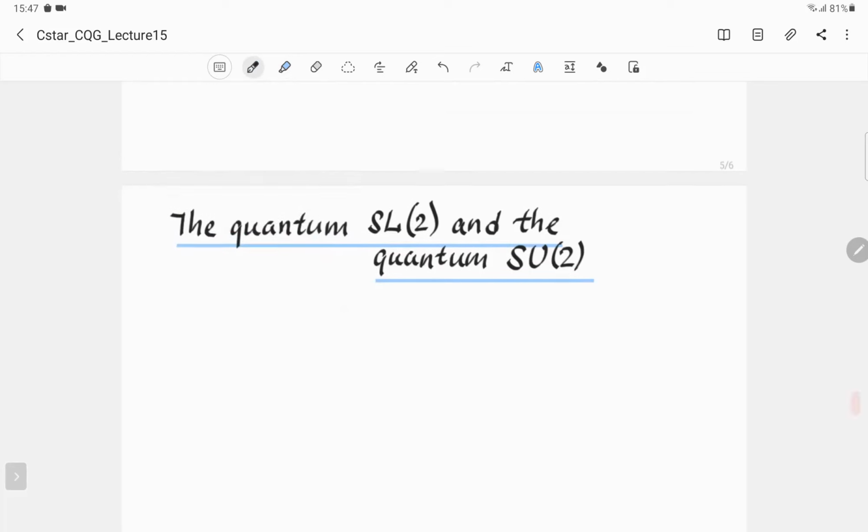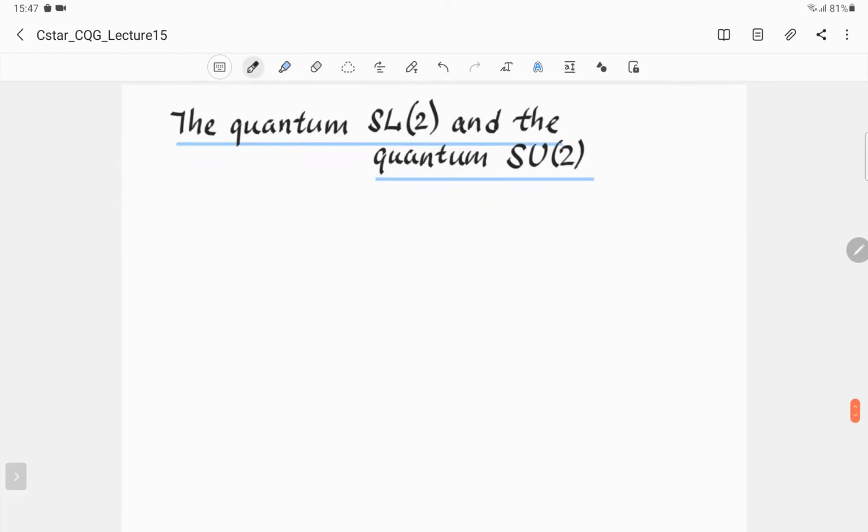Okay, let's start with the classical situation, with the commutative situation. So we take the complex SL2, SL2C. By definition, this is the group of all unimodular square 2x2 matrices, those matrices G such that the determinant of G is 1.